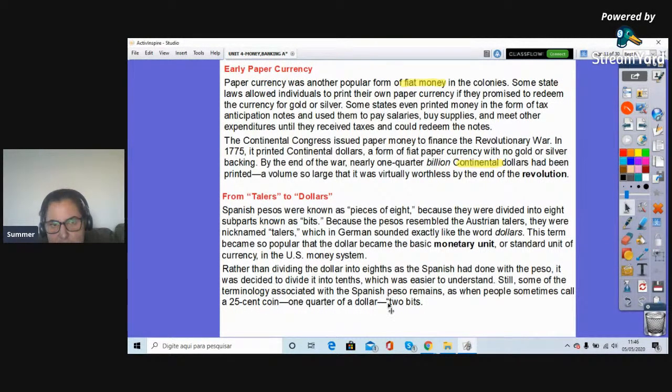But when they adapted to thalers, rather than dividing the dollar into eight pieces, as the Spanish did in the past, it was decided to divide it into tenths, which was much easier to understand and for people to exchange. But nowadays, we still use some terminology associated with the Spanish peso. Okay, what is one of them? If you have a 25 cents coin, I have 25 cents. In the United States, it's very common to see somebody calling it one quarter of a dollar, which means 2 bits.